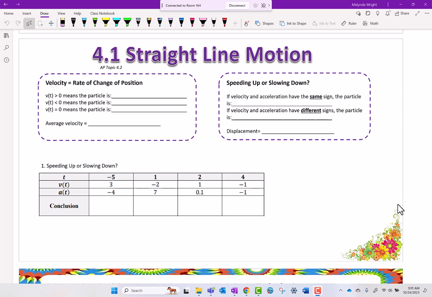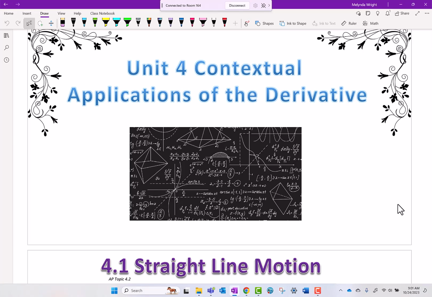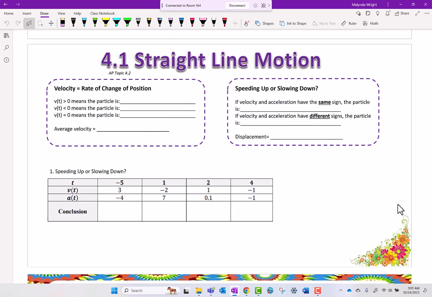All right, let's take a look at our lesson for today. We are starting a new unit. So exciting. It's called Contextual Applications of the Derivative. Yay. So our first lesson is on straight line motion. Some call it particle motion or straight line motion.